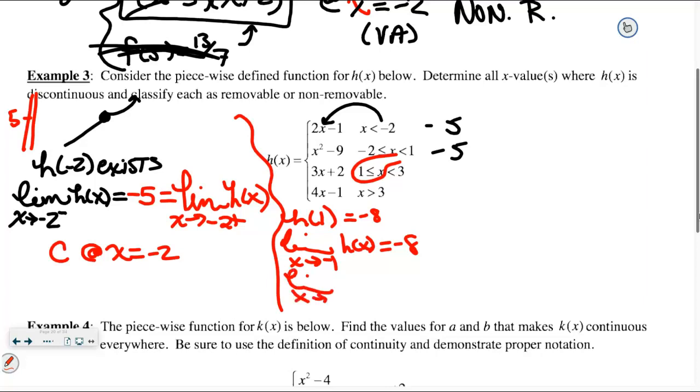Limit x approach. You can tell I've been writing a lot today. I told you when I write it a lot in one day, it ends up like that. So, just so you know.